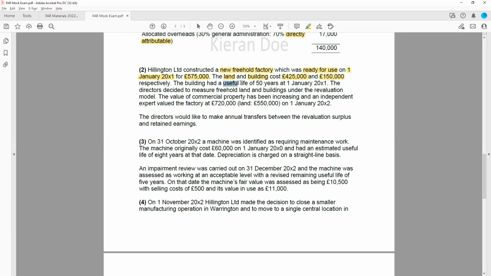The building had a useful life of 50 years, so that's why we're told that, so we can depreciate it when it was ready for use. So we're going to depreciate it over 50 years. We're not told about a residual value, so unless we're told about that, we'll assume it's 0.